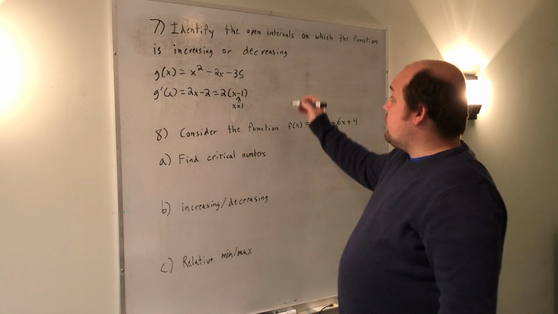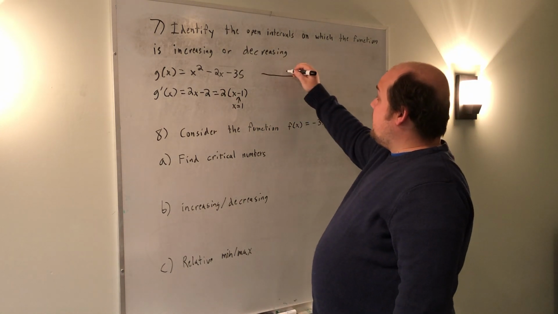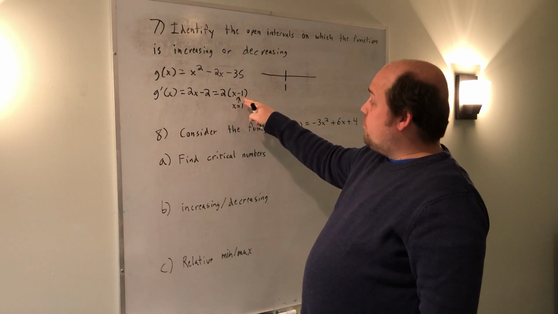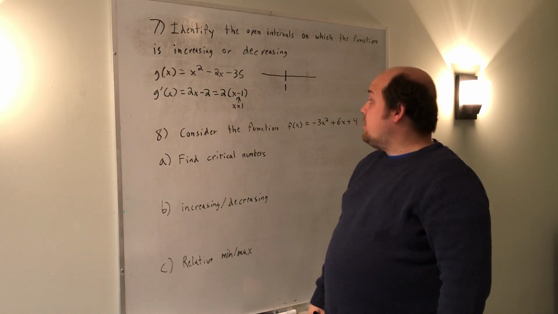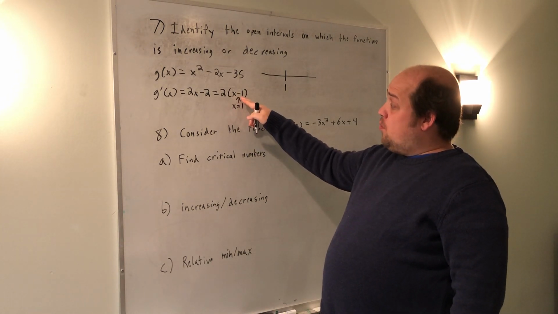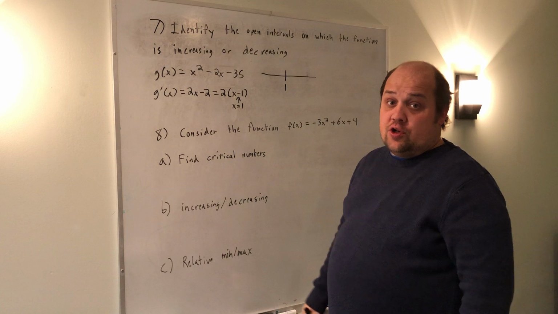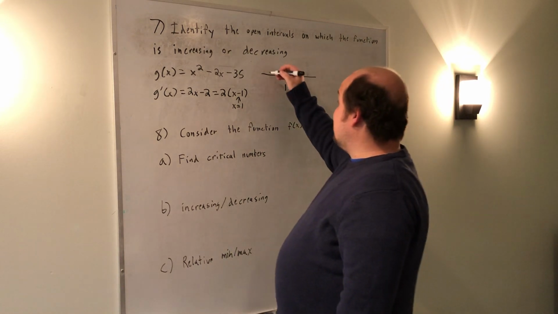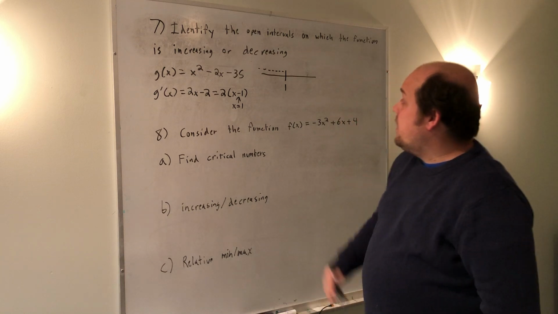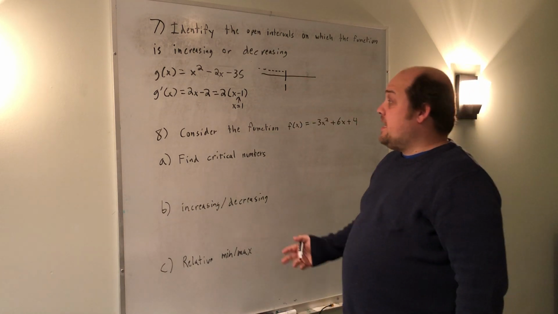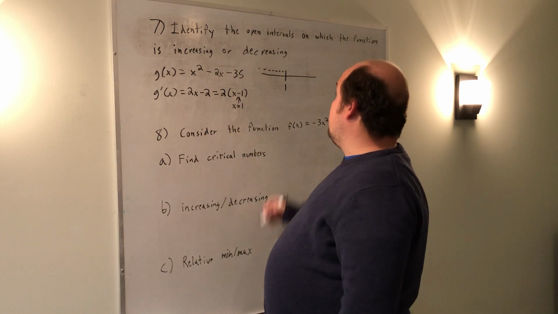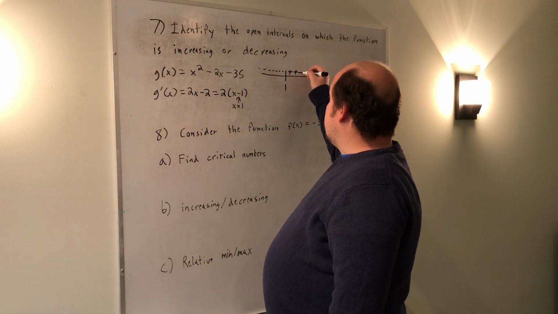Now that I know the critical number, I can create a number line. The only number I care about is 1. When I go back to this derivative, if I plug in something smaller than 1, let's say 0, 0 minus 1 is negative 1, times 2 is negative 2. All I really care about is the sign, telling me that this whole section is negative. If I try something larger than 1, let's say 5, 5 minus 1 is 4, 4 times 2 is 8, which is positive. So this whole section is positive.